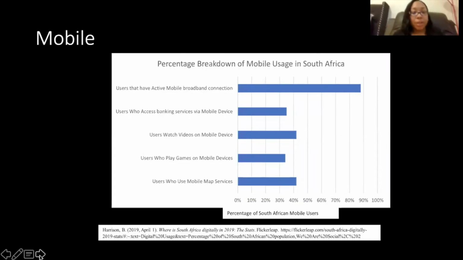So the percentage breakdown of mobile usage in South Africa shows that 88% of South Africans have an active mobile broadband connection. 35% access banking services through their mobile phones. 42% of South African internet users watch videos on their mobile phones. 34% are playing games on their phones, and 42% use their mobile phones to access map services.